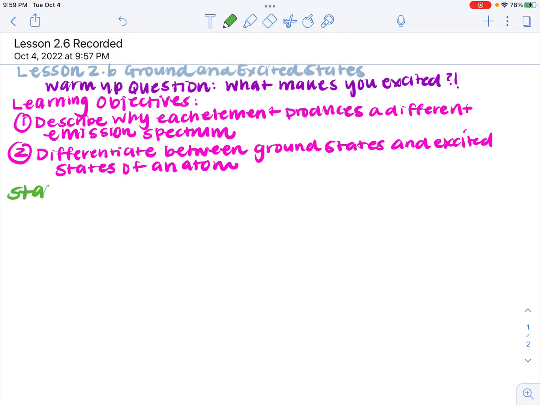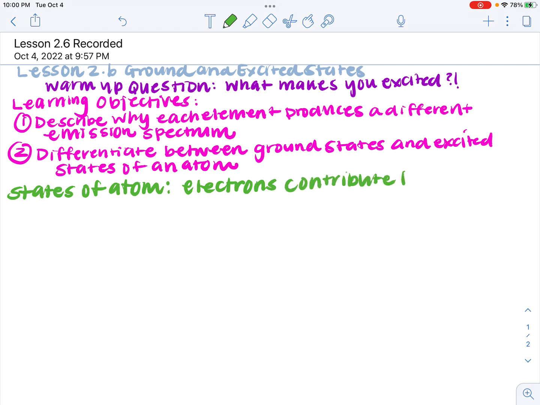So states of atoms really relies on the arrangement of electrons. Electrons contribute to the states of atoms. So whether those atoms are reactive, whether they're not reactive, whether they're stable, whether they're not stable, this all has to do with where the electrons are and where they want to go.